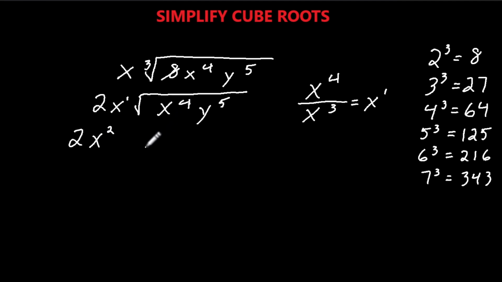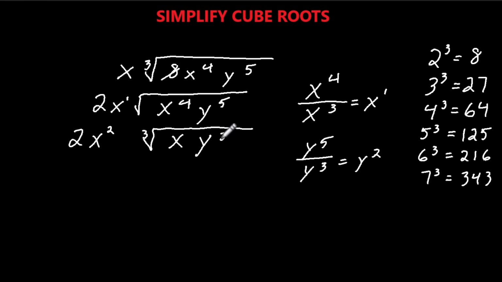And then underneath, this is x to the third times x to the first, so the x stays underneath. And then same thing with y to the 5th. I'm going to divide by y to the 3rd. I'm dividing those exponents, and I get y squared stays underneath. And y to the 3rd comes out as just y to the 1st.